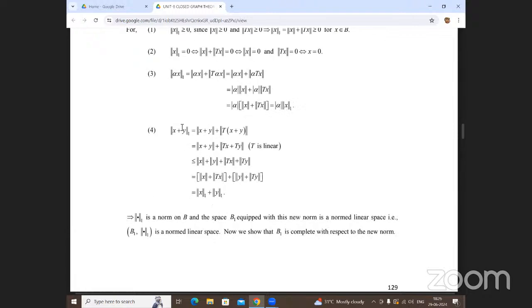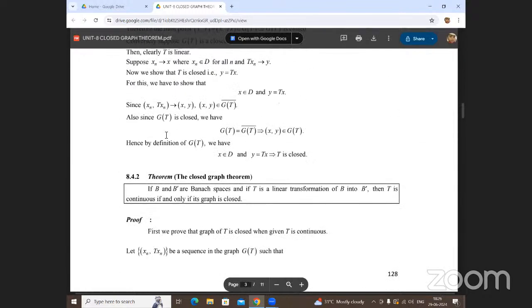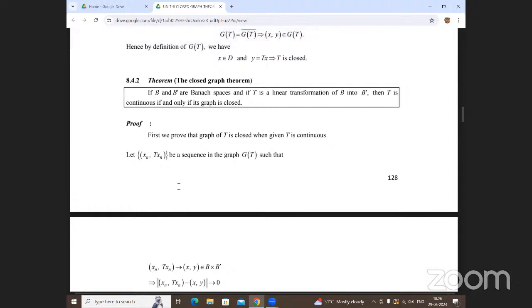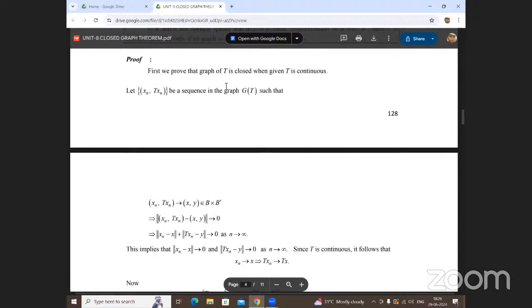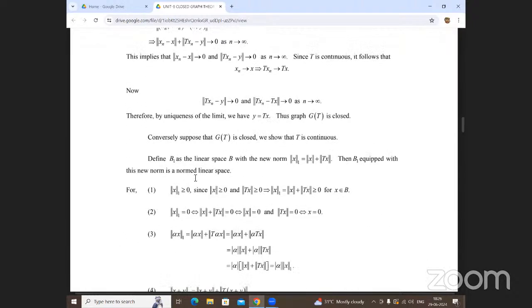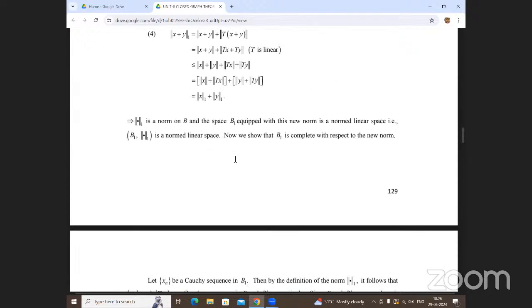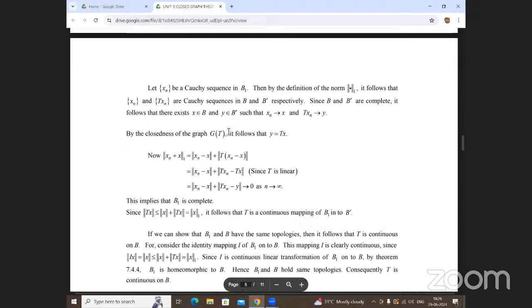Just see and refer. This is the closed graph theorem proof. Don't be misled here. This is the closed graph theorem 8.4.2. In the same manner as the above proof, we will discuss the first part. Now, this proof is also very simple.